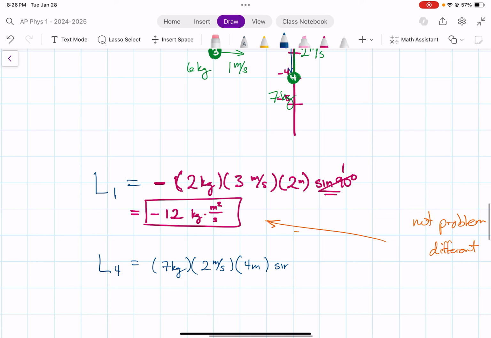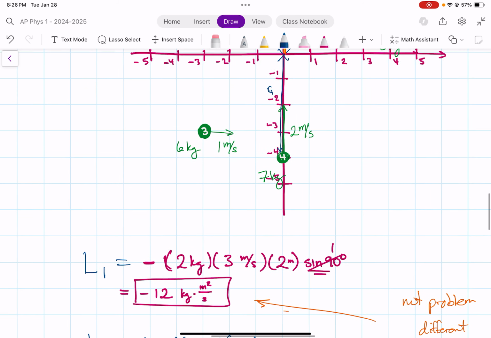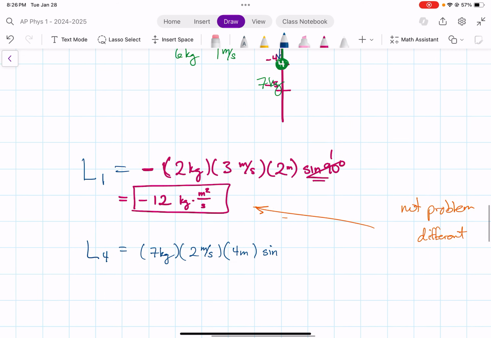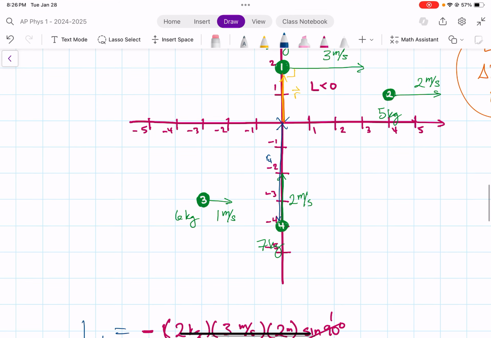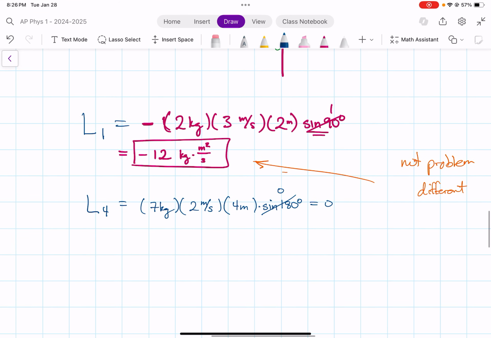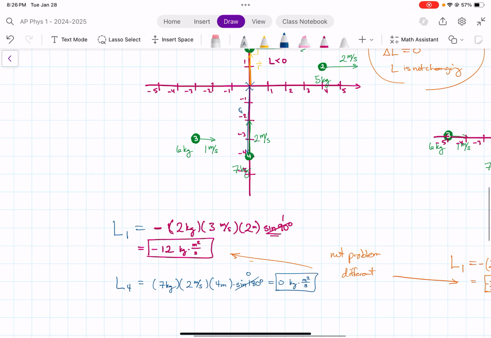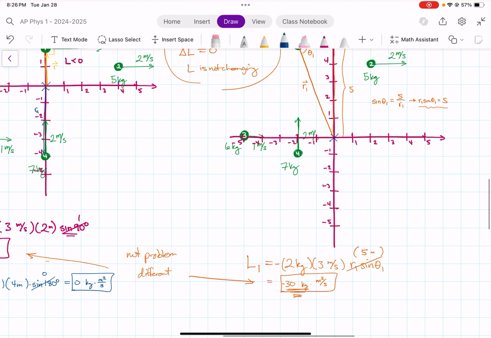And then we have sine of what angle? Well, in this case, these two vectors are off by 180 degrees. So this would be sine of 180. But the problem is, what is sine of 180? It's 0, right? So actually the angular momentum of particle 4, in this case, is exactly 0. So we could say 0 kilograms times meter squared per second. Let's do the same thing we did last time.